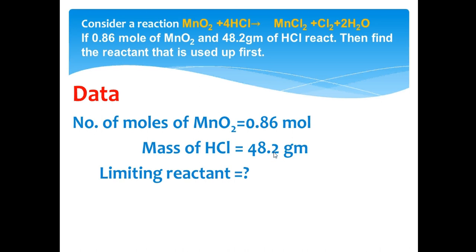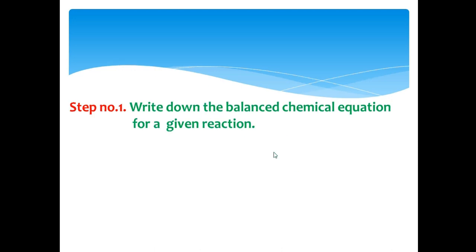Now we are going to apply the various steps. Step number 1, write down the balanced chemical equation. The balanced chemical equation shows that 1 mole of MnO2 reacts with 4 moles of HCl to form 1 mole of manganese chloride, 1 mole of chlorine and 2 moles of water.